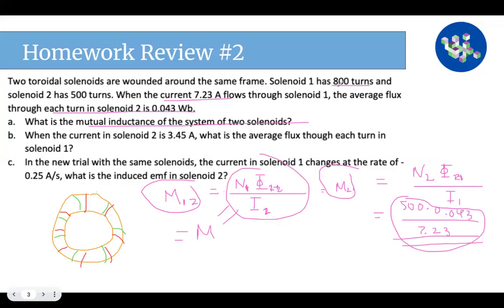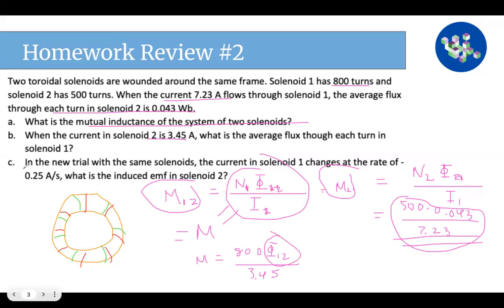We're given solenoid 1 has 800 turns, so we'll say M equals 800 times the flux we want to find, the flux through 1 due to 2, divided by the current through solenoid 2, which we're given is 3.45 amperes. Then you can solve for flux 1, 2, and you'll get your answer for the second part of the problem, right?